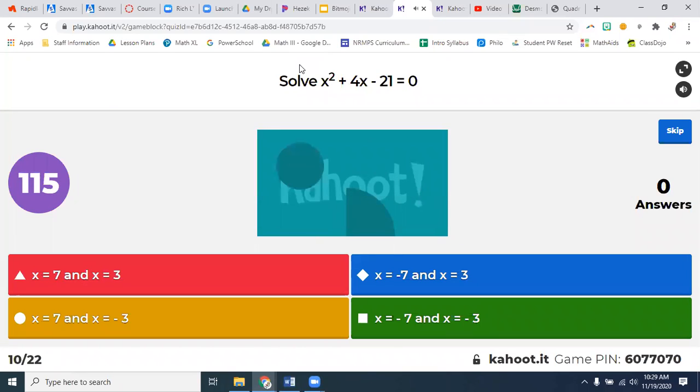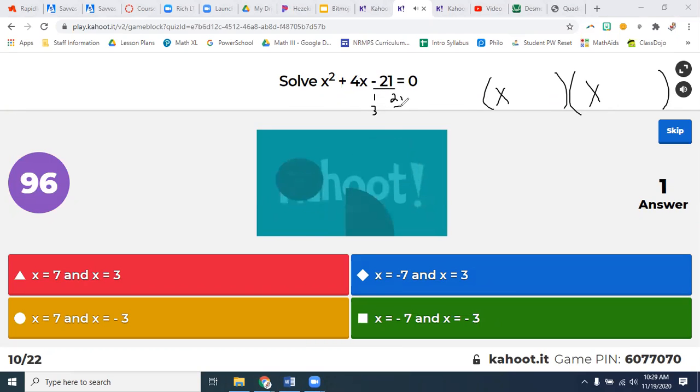Solve. Two numbers that multiply to give you negative 21, add up to give you positive 4. It's gotta be 3 and 7. Okay, you got negative product, positive sum. So you're gonna have negative, positive. Okay, the bigger number has this sign. So then that means your zeros are your solutions, because it says solve.